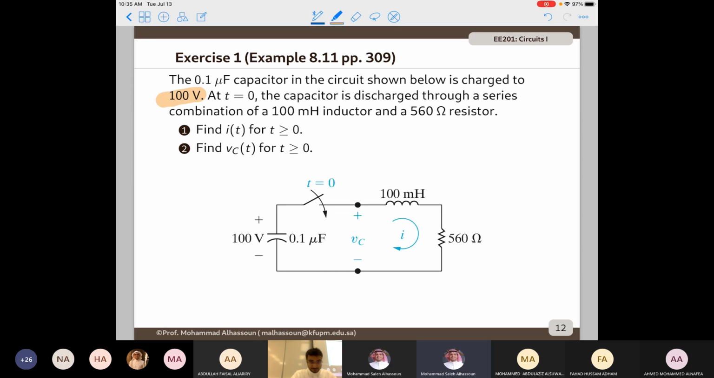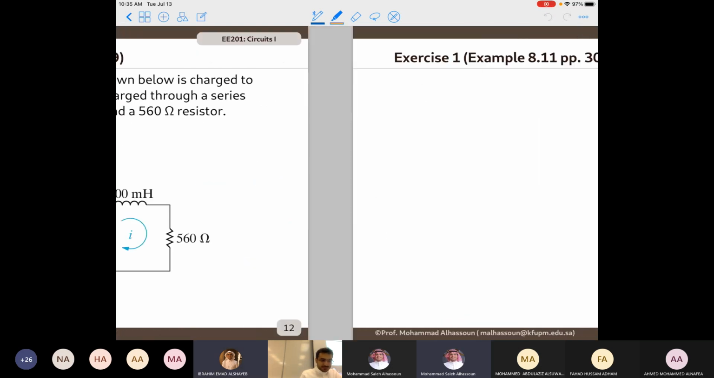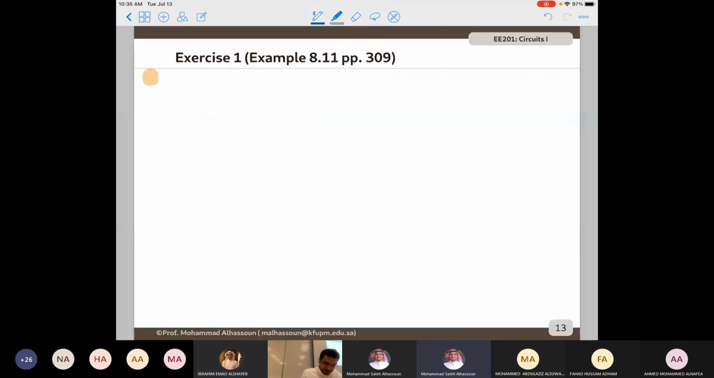So what should we do? Fahim? We should start by finding A and omega naught. Alpha, not A. Okay, exactly. So let's start by finding alpha and omega naught. And why do we need to find alpha and omega naught? To decide which response we have, is it critically damped or overdamped? Yes, exactly.